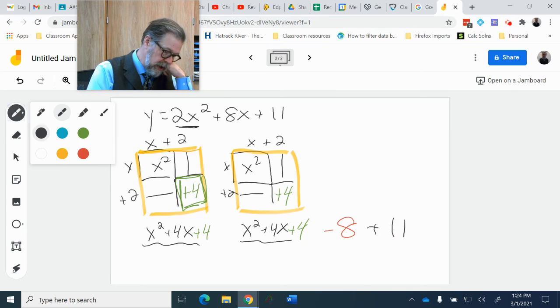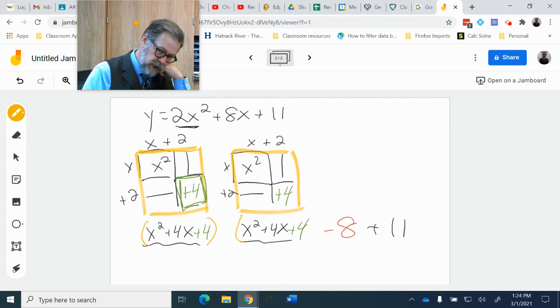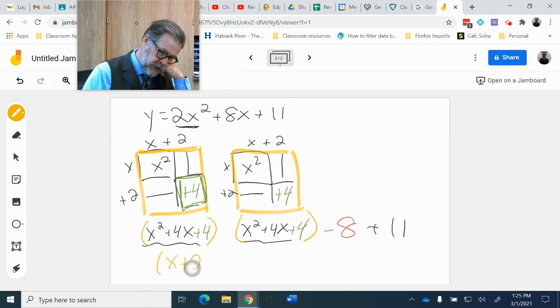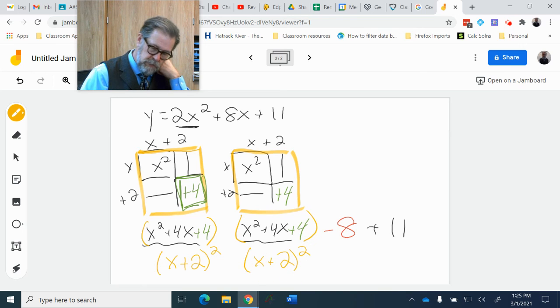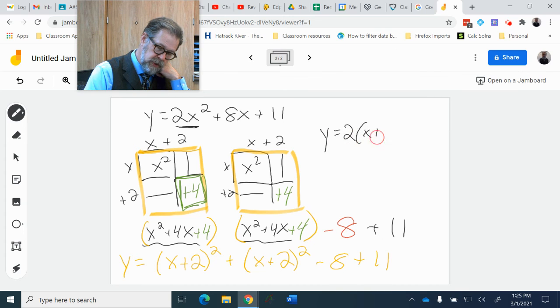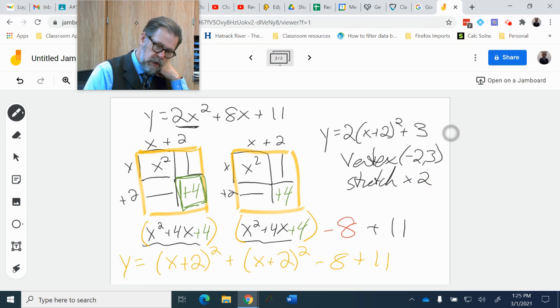So what do I have? Well, this is a square, this is a square. This square is x plus 2 by x plus 2. This square is x plus 2 by x plus 2. And another way to write two of these is y equals 2 times (x plus 2) squared plus 3, which means that my vertex is at negative 2, 3, and I have a stretch factor of 2.